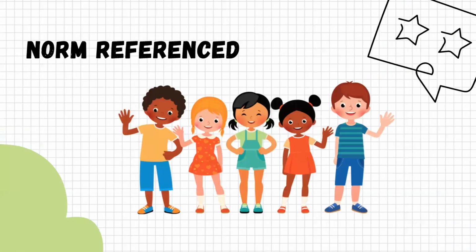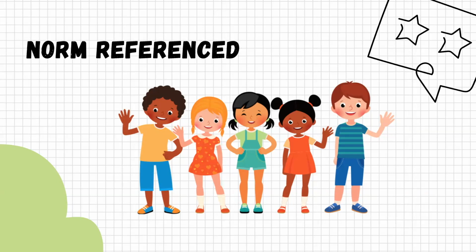Imagine that we have a big group of kids who are all different ages, sizes, and ability. Now, let's say that we give them a test on the same topic. After collecting the test papers, you notice that some kids did really well, some kids did okay, and some didn't do so great. Now, instead of looking at each kid's score by itself, norm referencing means you compare each kid's score to how everyone else did.